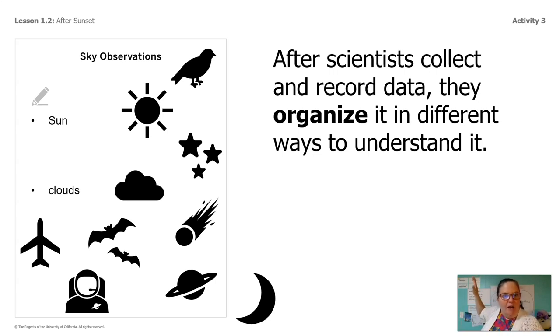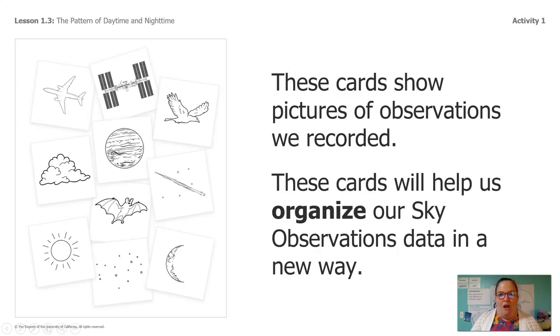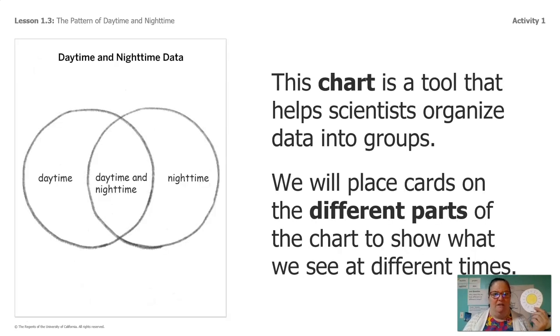We have all of our sky observation data, and we need to get it in a different order so that it can make a little bit more sense. Because right now it's kind of all over the place. We have our daytime and nighttime data all kind of mixed up. We have the moon even off the chart, so we have to organize it in a slightly better way. So let's look at how we're gonna organize it. I have these picture cards that show all the different observations we recorded, okay? And these cards are gonna help us organize our sky observation data in a new way so that it's a little bit less messy, and we can figure out what our data is telling us.